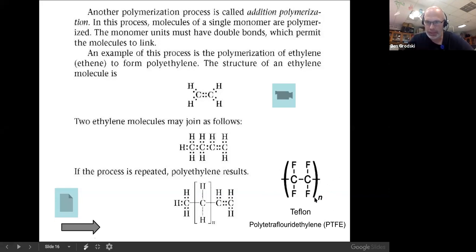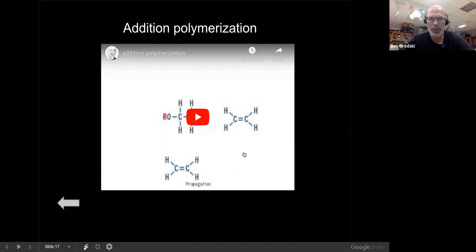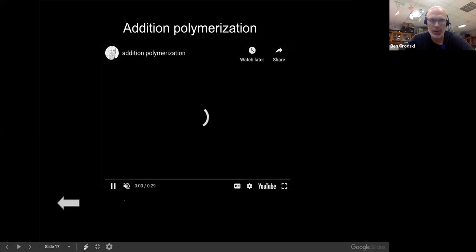So in any case, this starts as a double bond. That's the monomer there. All right. So here's an example of addition polymerization. Notice we do have some little extra part that starts it and a part that finishes the termination, but notice the monomer is a double bond. Okay. And so let's play this.